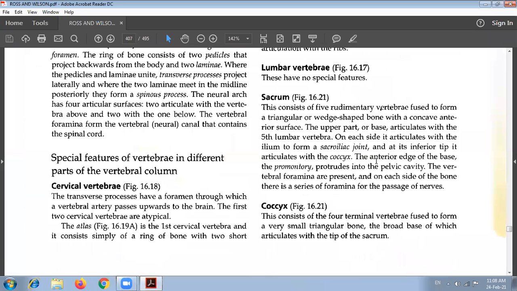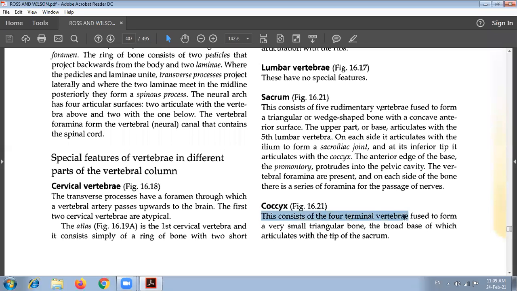As we have studied already. Then the sacrum, which is the fused bone, consists of 5 rudimentary vertebrae fused to form a triangular or wedge-shaped bone with a concave anterior surface. The upper part of the base articulates with the fifth lumbar vertebra, forming the sacroiliac joint, and downwards it articulates with the coccyx, which is the fused bone of the four coccygeal vertebrae.